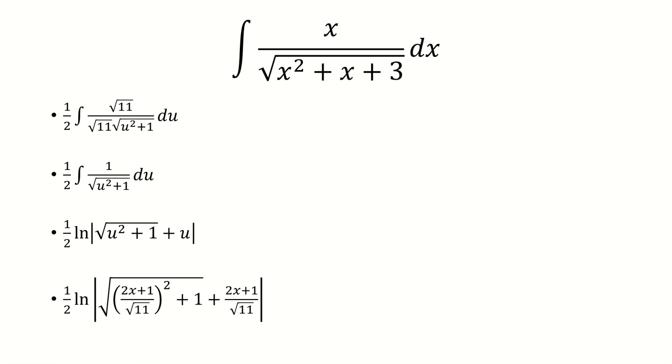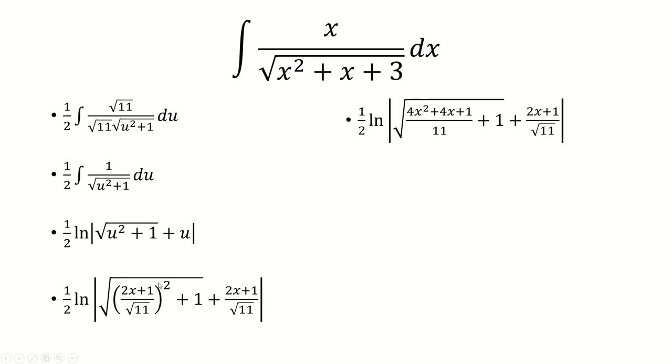And then we said u was 2x plus 1 over root 11. Plug that in there, and then distribute the square. 2x plus 1 squared is 4x squared plus 4x plus 1. The square root of 11 squared is 11. And we're going to add these two terms. You can think of 1 as just 11 over 11, and then 11 is going to add 1 in the top to become 12.